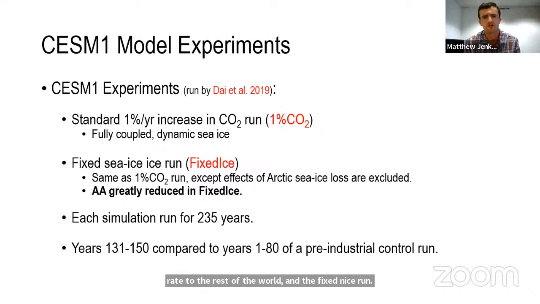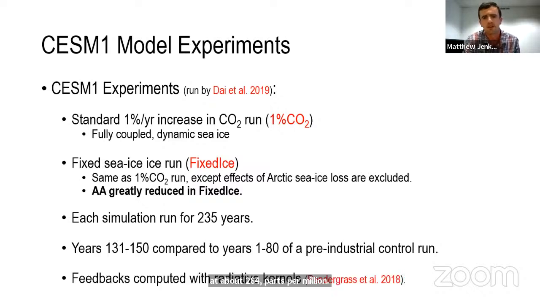Each simulation is run for 235 years, and we look at the time period years 131 to 150 relative to the pre-industrial control climatology, where the CO2 is fixed at about 284 parts per million. And we also compute the feedbacks with the radiative kernel method.